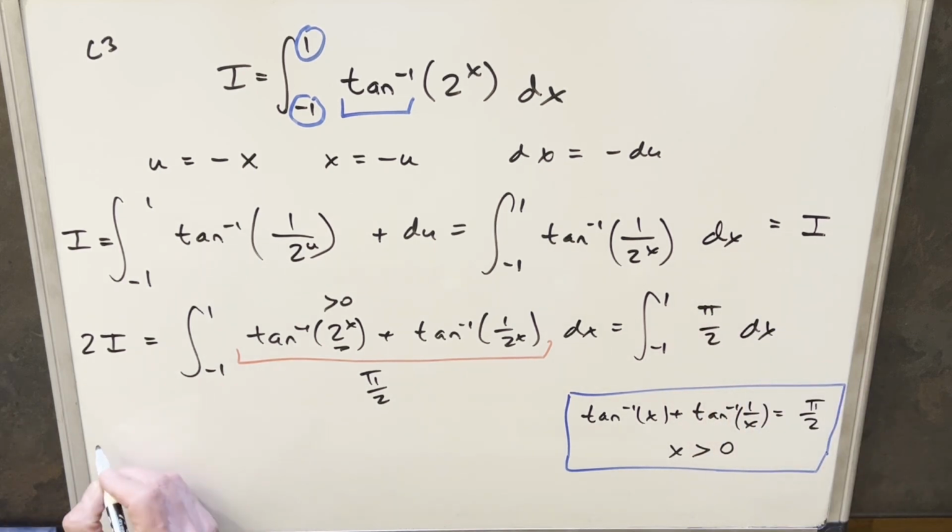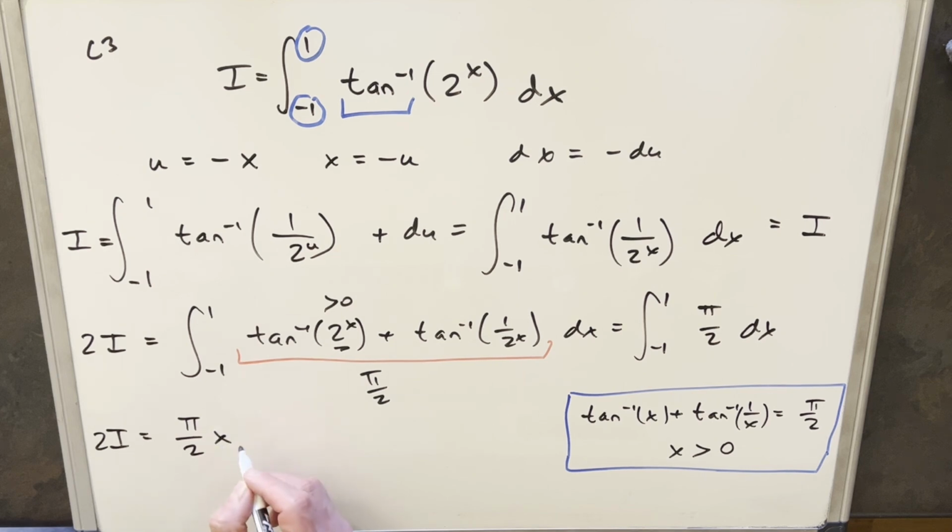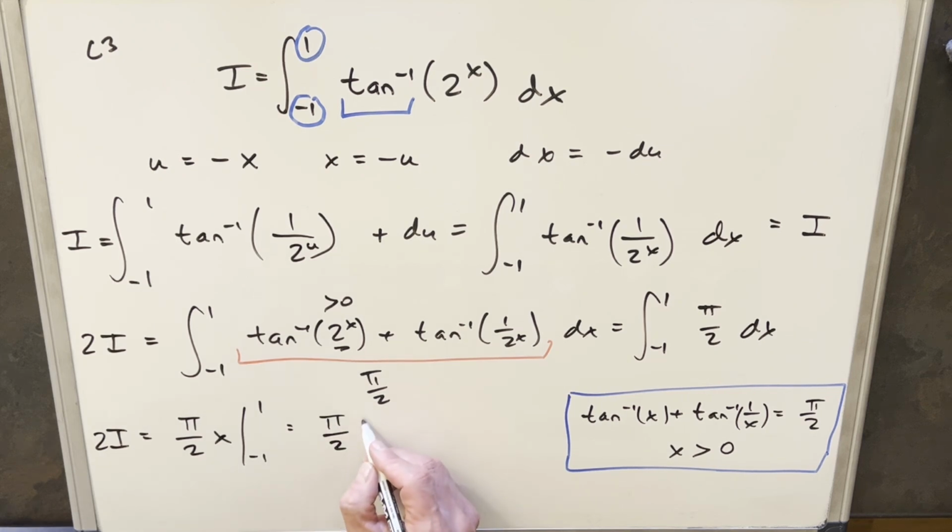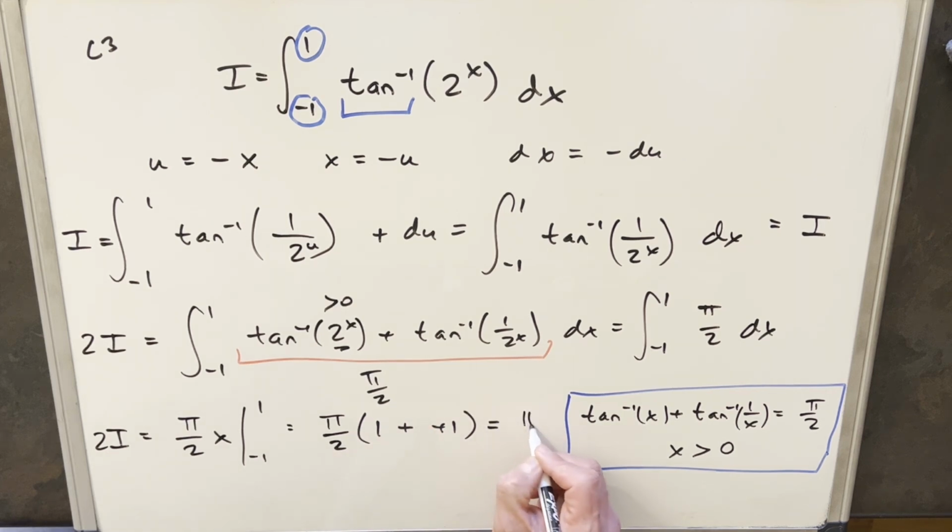So coming down here to finish it off, we still have 2 copies of our integral. Integrating pi over 2 is going to be just pi over 2 times x. And we just need to evaluate this from -1 to 1. Plug in, plug in, plug in. So we're going to have pi over 2 times 1 minus, evaluating -1, minus times minus is plus. So this is going to be 2 times pi over 2. So this is just pi.